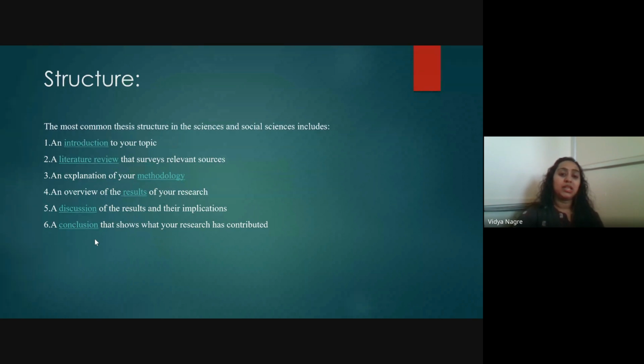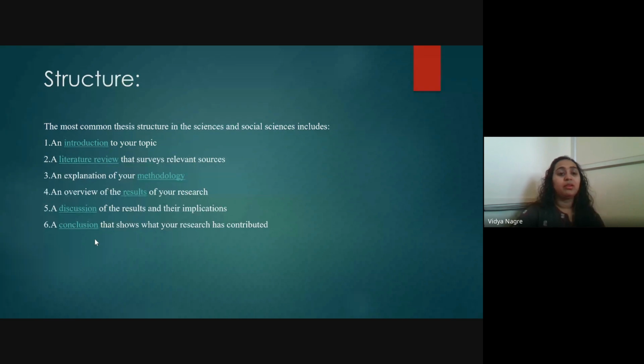In the literature review, you survey relevant resources, articles, lectures, books, or even scholarly arguments related to your topic, in order to see how your research is relevant to other studies. At the same time, you see what the gaps in the previous studies are, which were never addressed, and you are going to address those through your study. So this is the intention of the literature review.